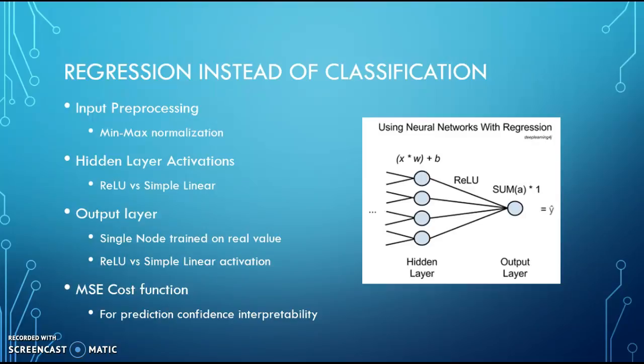Finally, the cost function must be appropriate for continuous output. Mean squared error or mean absolute error are candidates. I focused on mean squared error for its application of prediction confidence.